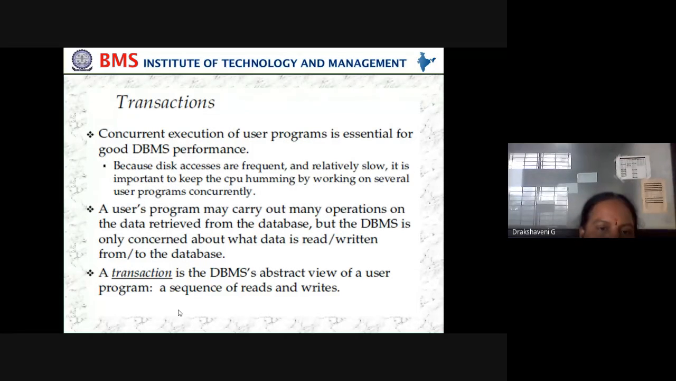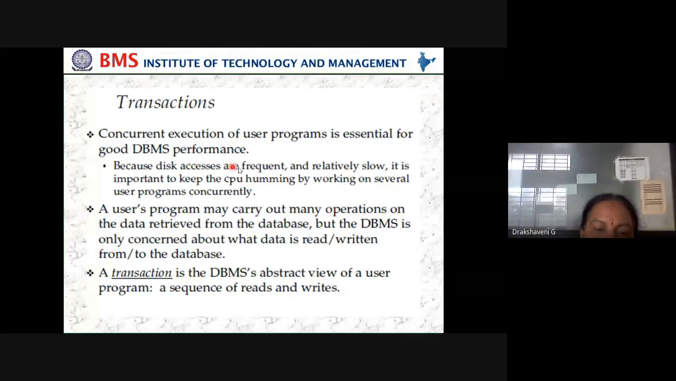Concurrent execution of user programs is essential for good DBMS performance because disk accesses are frequent. So now how many times do we open the memory? We open so many times. Now how many times do you open your laptops? How many times do you open your mobile? And in mobile also, nowadays most of our communication starts only in WhatsApp. So how many times do we use it per day, opening WhatsApp, and where is WhatsApp? Again, WhatsApp is in the database. Which database is frequently accessed? Because that's what here you can see.